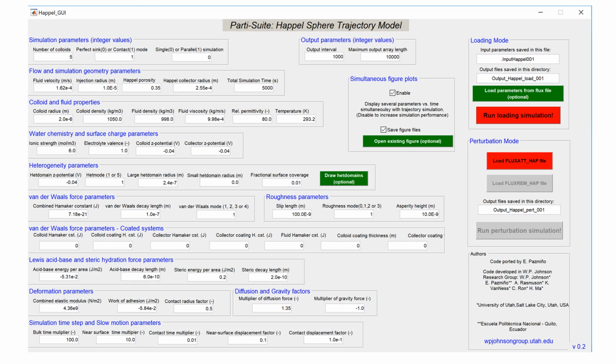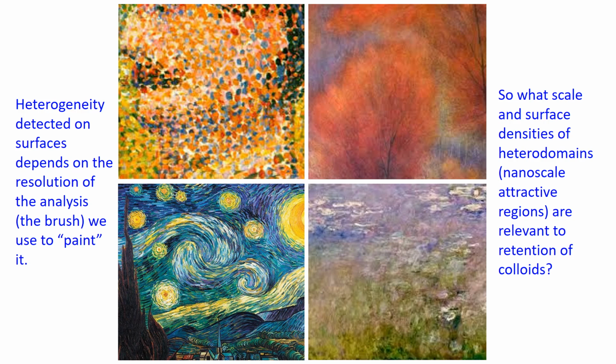I encourage you to take a look because we have the extended DLVO simulations with and without heterogeneity and the particle trajectory simulations with and without heterogeneity. So when we're trying to ascribe heterogeneity to a surface, the resolution depends, of course, on the analysis that we perform if we're trying to measure this directly. And the relevance of what we see to colloid transport isn't straightforward.